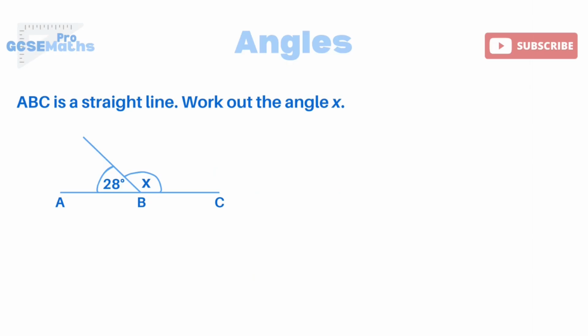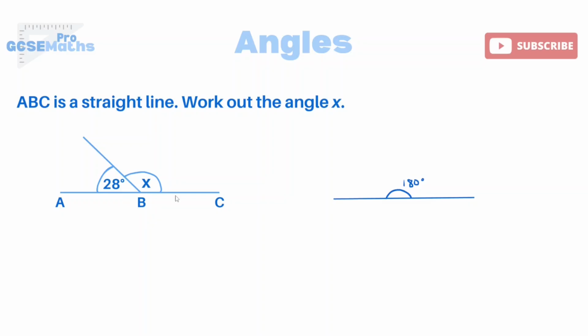So the first one we have here is ABC is a straight line. Work out the angle X. So we've got our straight line here. The key piece of information we need to know is that the angles on a straight line add up to 180. So let's just say I get this line here. Basically what we're saying is this angle here is 180 degrees.